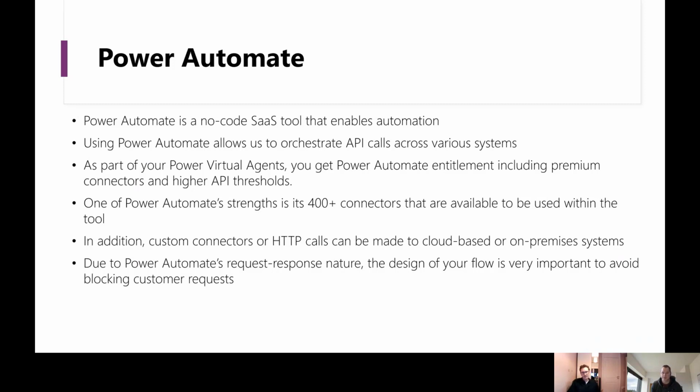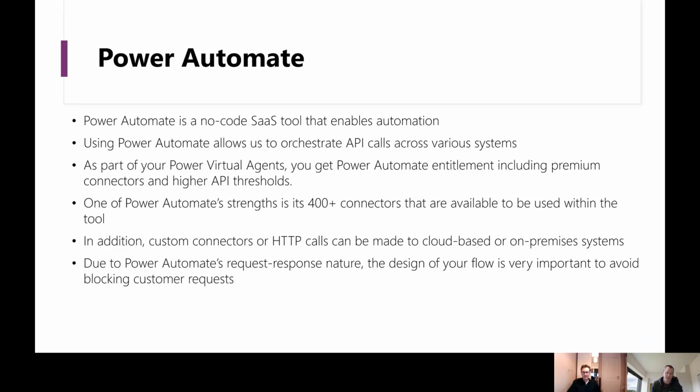Now, one of Power Automate's strengths is its 400-plus connectors that are available to be used within the tool. And what this does is naturally extend our reach from a chatbot perspective, where we can tap into all of these different data sources in order to enrich the experience of our chatbot users.